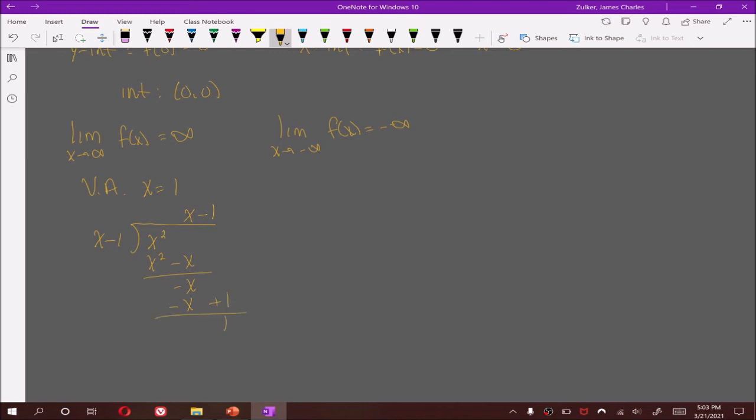We don't care about the remainder, so our slant asymptote is y equals x minus 1. Sorry, this should have been a positive, so I want that to be plus. And this would be minus, and we'd be left with plus 1.